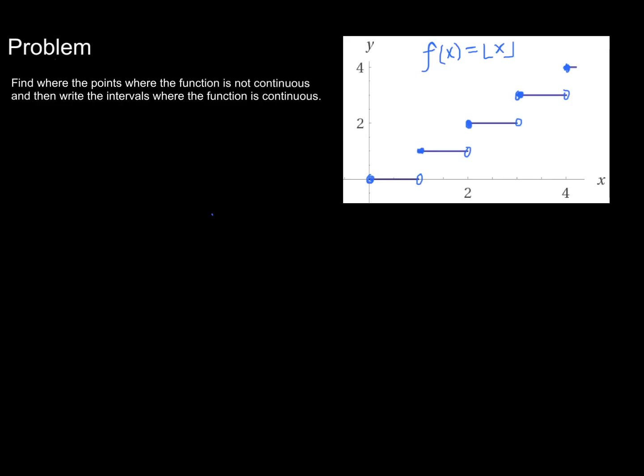Anyway, your goal is to identify the points where the function is not continuous, and then write the intervals where the function is continuous. So go ahead and give this a try on your own. Use the definition of continuity at a point to determine whether something is continuous or not. Don't just say, oh, this looks like a place where it's not continuous. Make sure that you have a reason, and then we'll go ahead and talk about it.